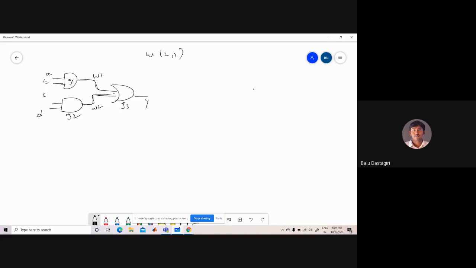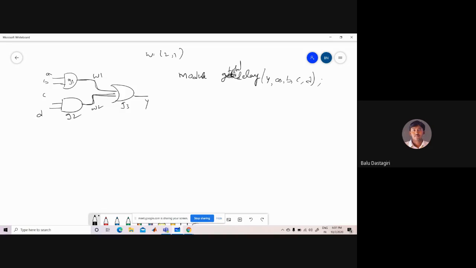Now let us write the program here, a small program with the delays. The first one is module. Module gate delay is the module name I have taken, or else you can take it as total delay. So module total delay, followed by the outputs and inputs. I am taking the output first: output is Y, and the inputs are A, B, C, D.